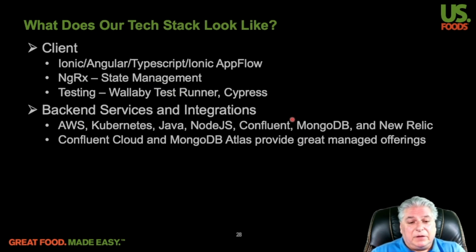Our tech stack, basically we're using Ionic, Angular, TypeScript, and Ionic AppFlow. Nginx, talked about that. Testing, if you haven't used Wallaby before, it's a great test runner that integrates with other testing libraries. Cypress is a great UI testing framework we're using. And then backend services, AWS, Kubernetes, Java, Node, Confluent Cloud, MongoDB, New Relic is kind of our stack there. And Confluent Cloud and MongoDB have really been great managed offerings for us.